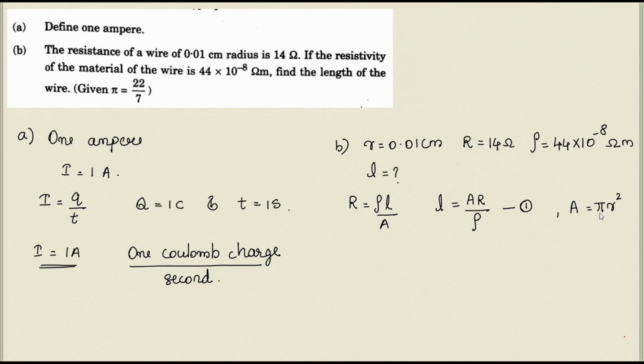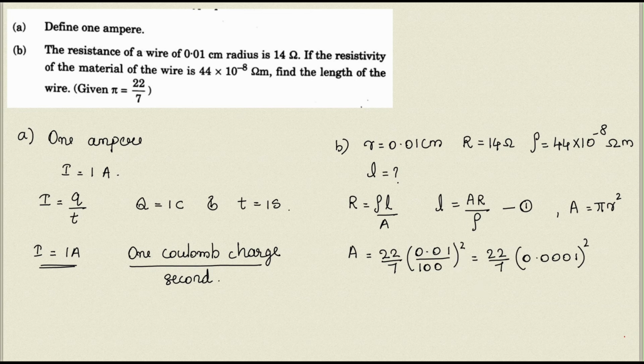So, we can take the area of a circle, pi r square. A is equal to, instead of pi, you can write 22 by 7 into r square. R is given as 0.01 centimeter. Convert that into meter. So, it will become 0.01 divided by 100, whole square. That one you can write as 22 by 7 into 0.0001 whole square. I'm not going to simplify it here. It would be easy if we substitute it into equation number 1.